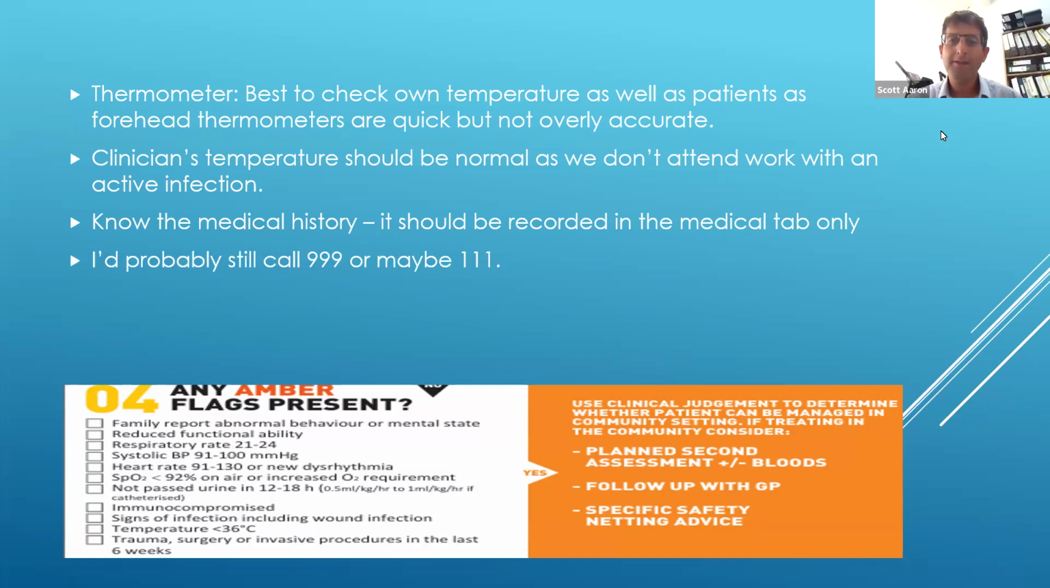If we have one of these, it says here, use your clinical judgment to determine whether the patient can be managed in the community setting and consider secondary assessment, bloods, and follow up with their GP. You know what? I would probably still call 999 if I've got an orange or amber flag. Maybe I'd get them to call 111. Depends on the case. Yes, use your judgment, but err on the side of caution.